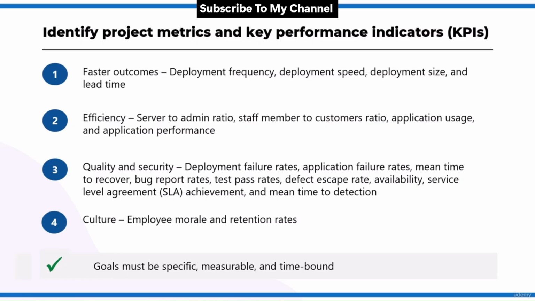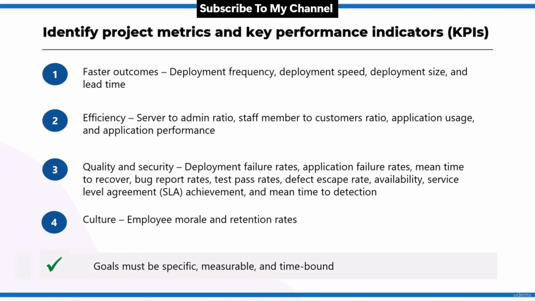Deployment frequency, deployment speed, deployment size, and lead time are all focused on faster outcomes. So how frequently your deployments are launched, and it is necessary to reduce the time that they take. How many features, stories, and bug fixes are being deployed each time depends on deployment size. And then lead time: how long does it take from the creation of a work item until it is actually completed. This is all measured as one key performance indicator.